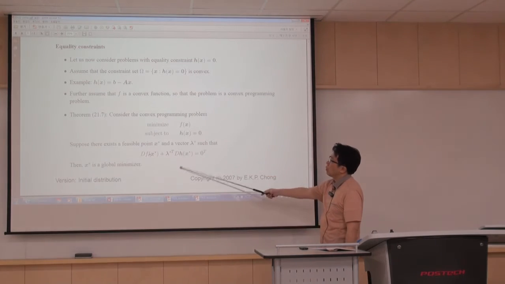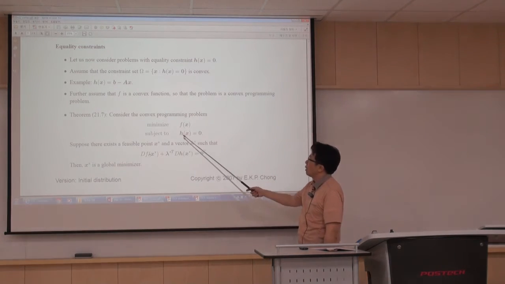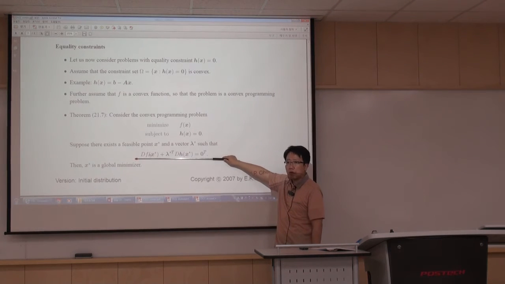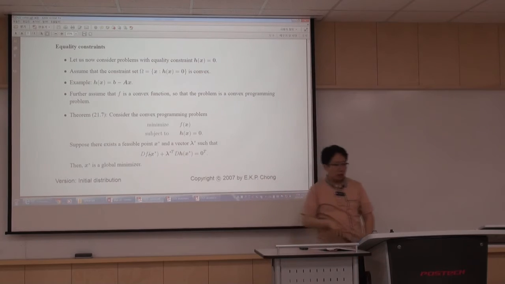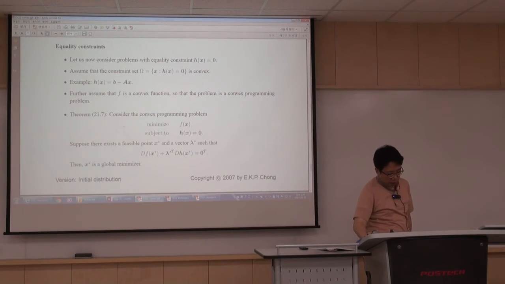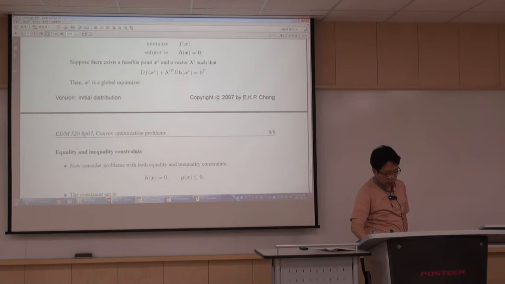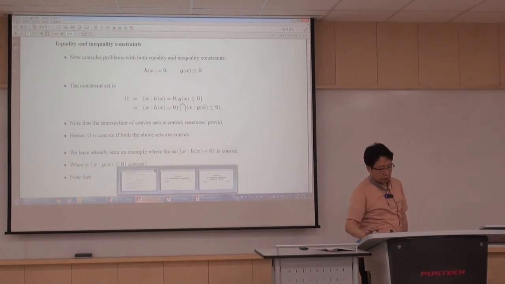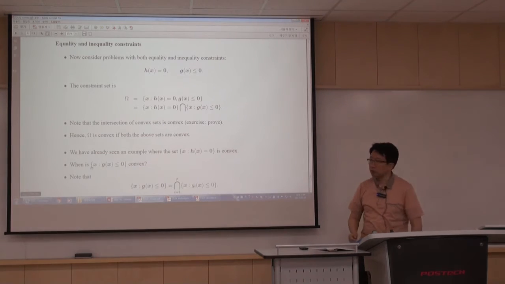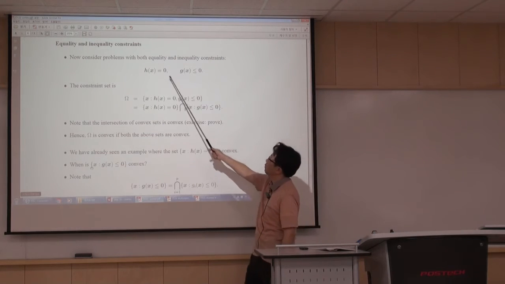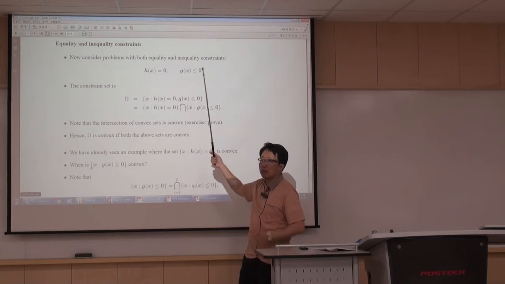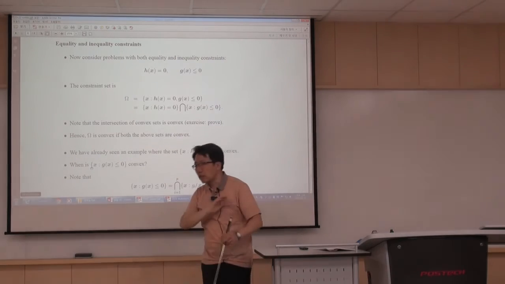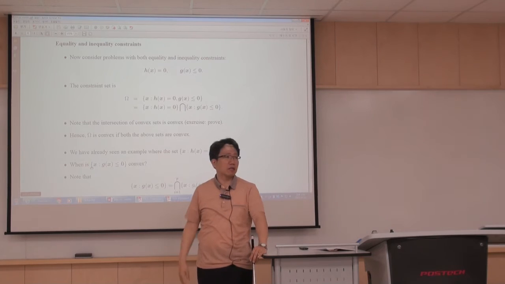Now we talk about a more general case where H is also differentiable. And what is this? This is the Lagrange condition. And we show that if this condition holds, then it's a global minimizer. We skip the proof. And now we move to the KKT conditions. So we have equality and inequality constraints. Be careful. Sometimes an equality constraint does not give us a convex constraint set.